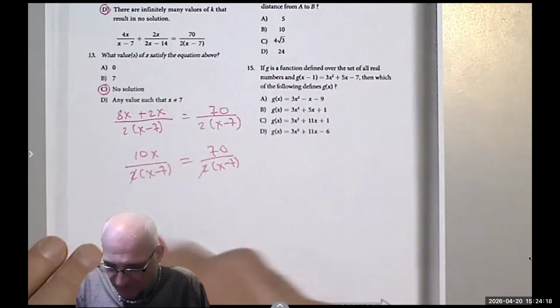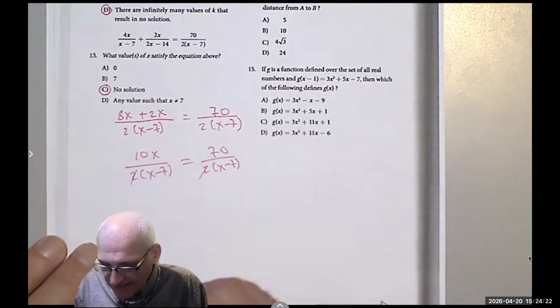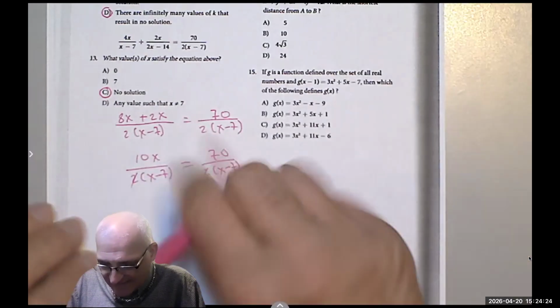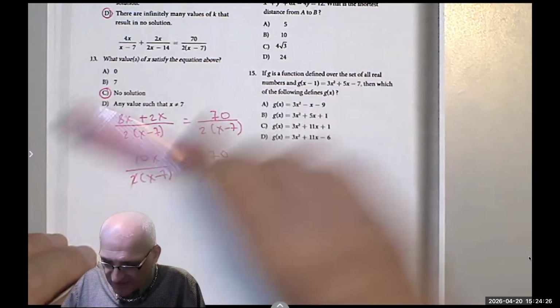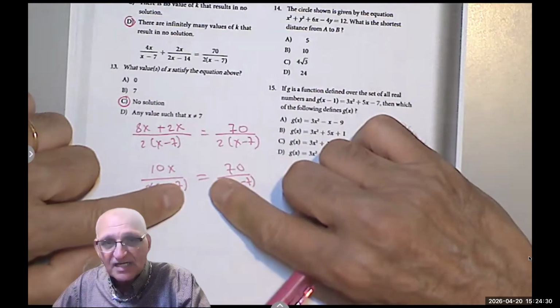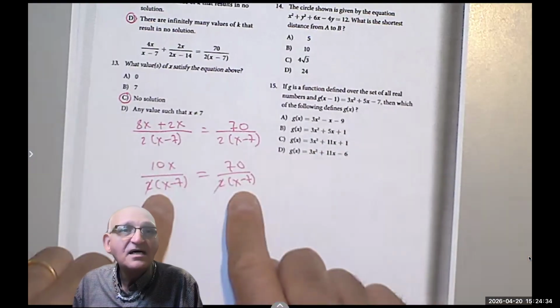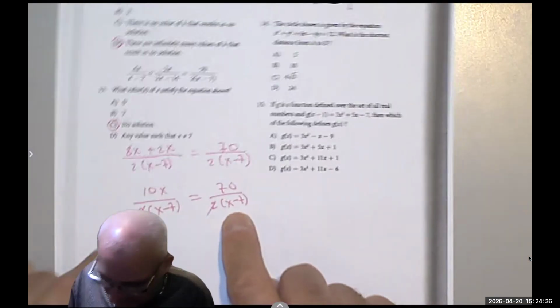I see people would say, okay, I'm going to simplify by multiplying both sides by x minus 7, and they cancel x minus 7 with x minus 7 and x minus 7 with x minus 7, and then divide both sides by 10 and say x equals 7, not realizing that x cannot be 7.